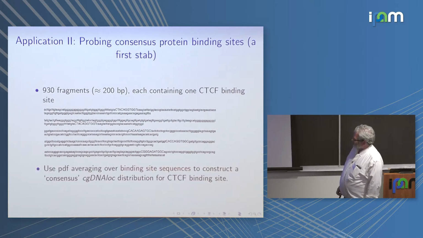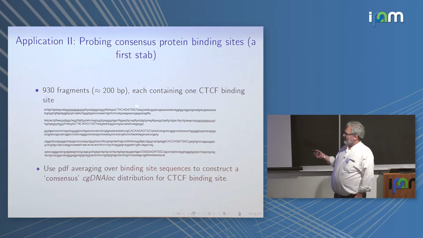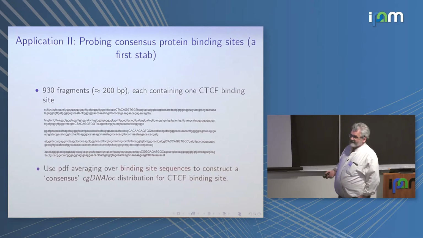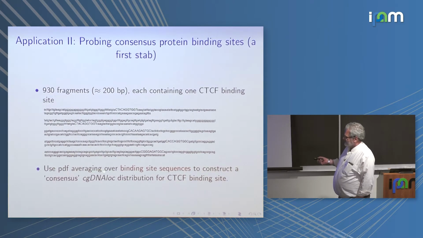And then you can ask the question, because the sequences aren't the same, do those sequences have something physically in common that's not immediately obvious from the sequence? The way we do that, well, I'll show you the data in a minute, but the other thing is we have this PDF averaging routine. So I could average over any ensemble. So I'm going to average over the ensemble which is all the binding site sequences. That will give us a consensus cgDNA PDF for a CTCF binding site.